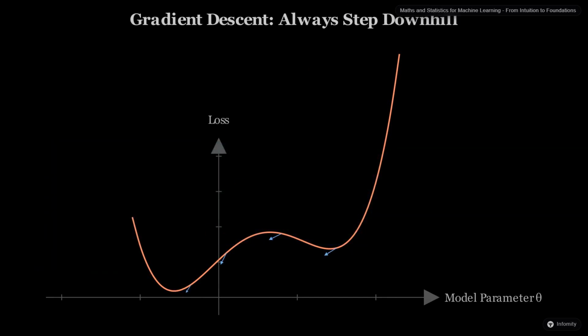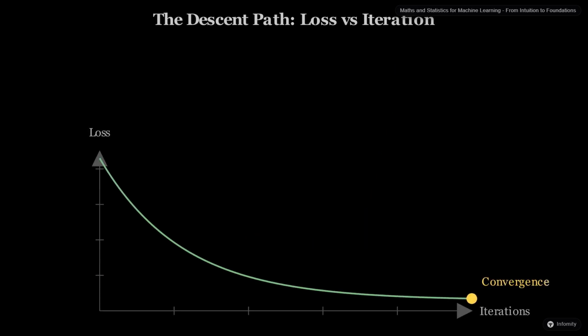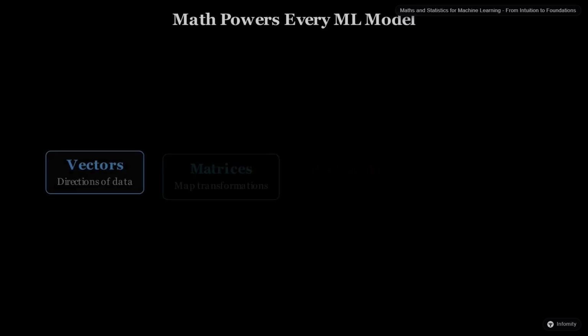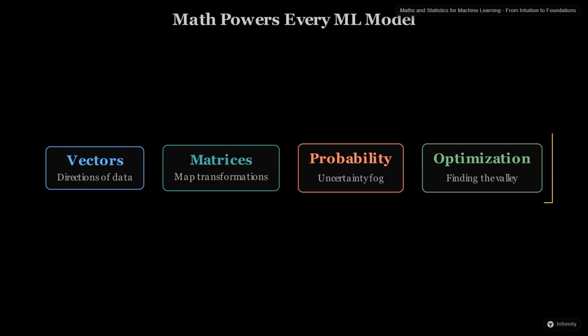This is like rolling a ball down a hill in the dark. You cannot see the bottom, but you can feel the slope. By always stepping in the direction that goes down, called gradient descent, you eventually reach the minimum error. By mastering these visual foundations, you now understand the true engine that drives every intelligent algorithm.